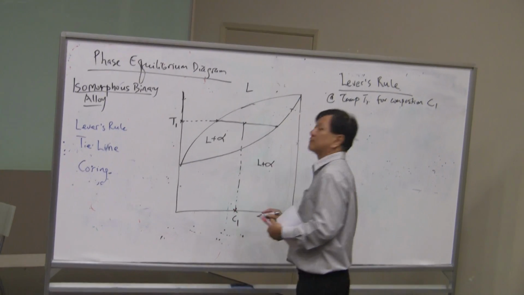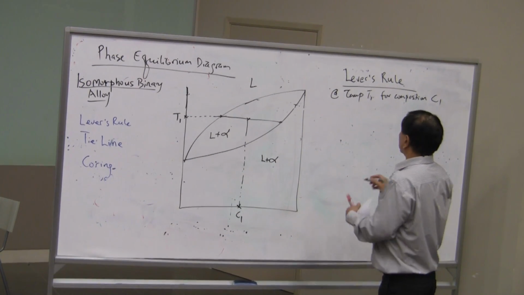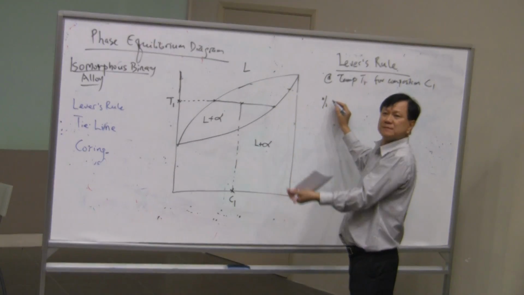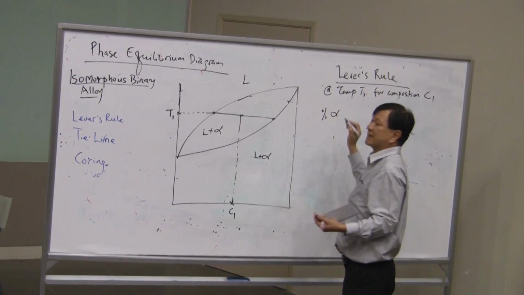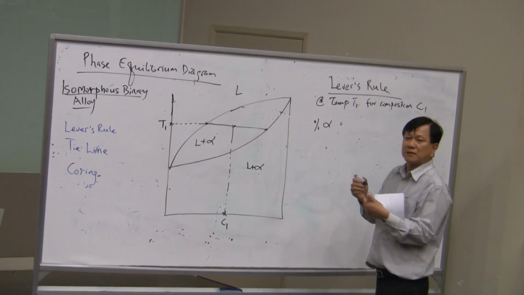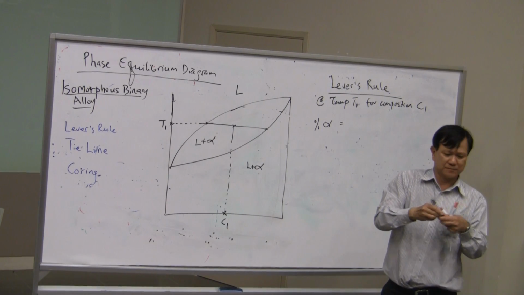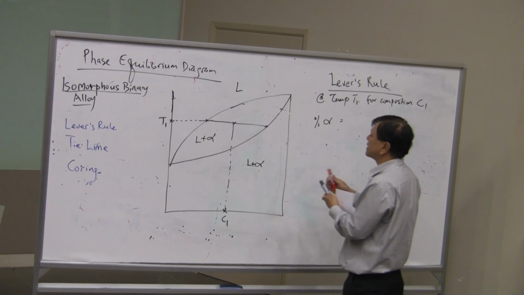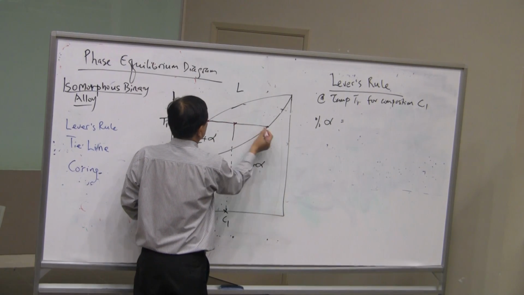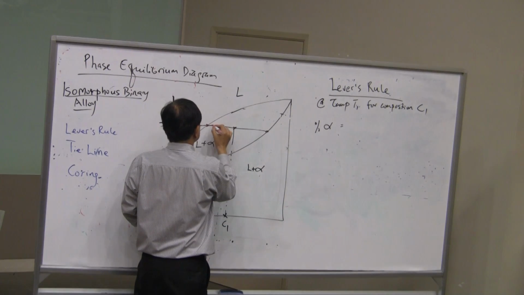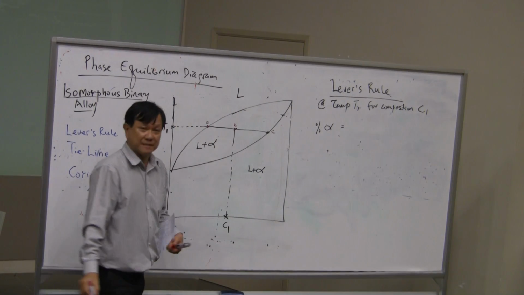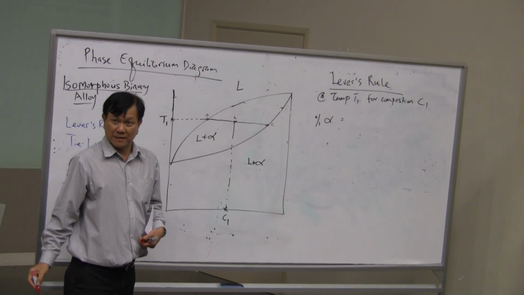Okay, now here, alpha. So at this temperature here, what is the percentage of alpha? Let's say I want to know the solid. So this is where my lever rule will kick in. I must divide this line here into these three portions. What are these three portions? Here I can call it A, this point here B, this point here C. Are you clear or not?